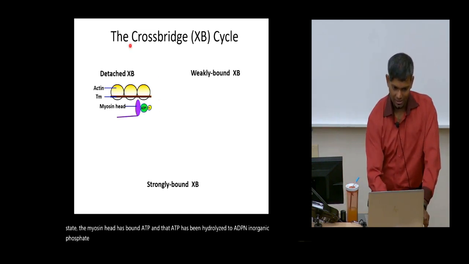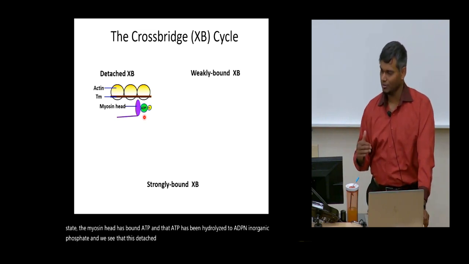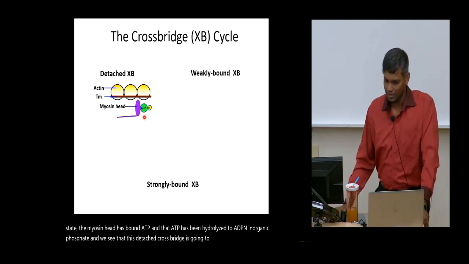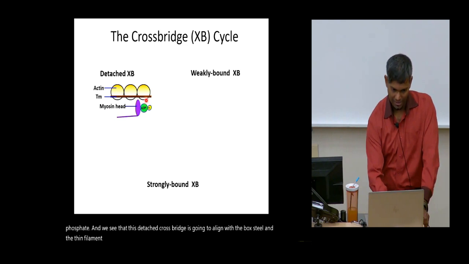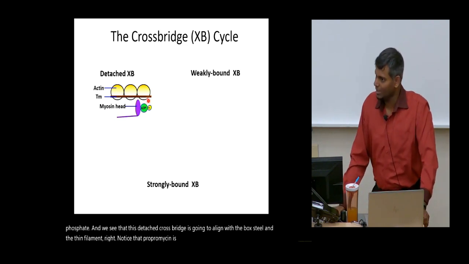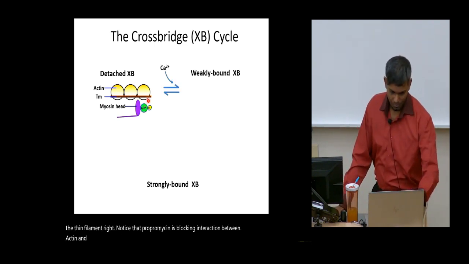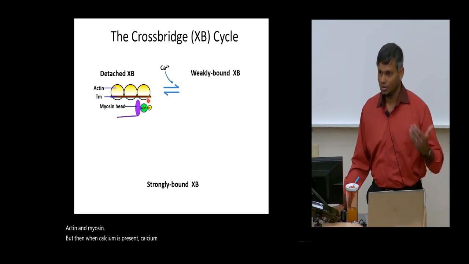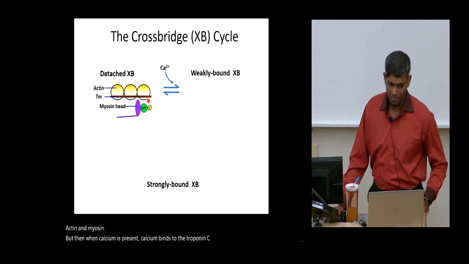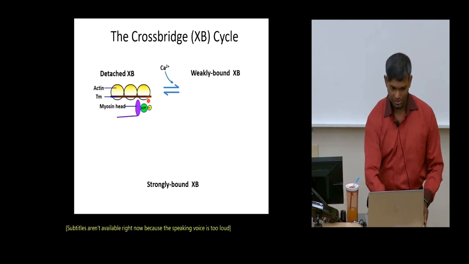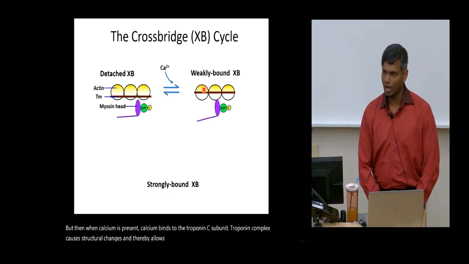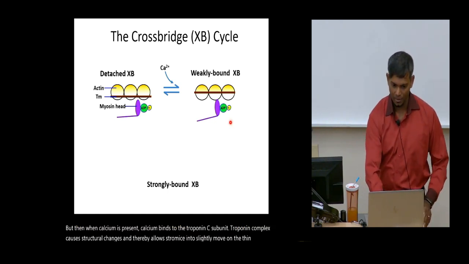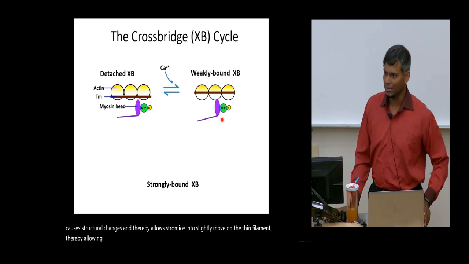And we see that this detached cross bridge is going to align with the blocked state of the thin filament, right? Notice that tropomyosin is blocking interaction between actin and myosin. But then when calcium is present, calcium binds to the troponin C subunit of the troponin complex, causes structural changes, and thereby allows tropomyosin to slightly move on the thin filament, thereby allowing the myosin head to weakly bind.